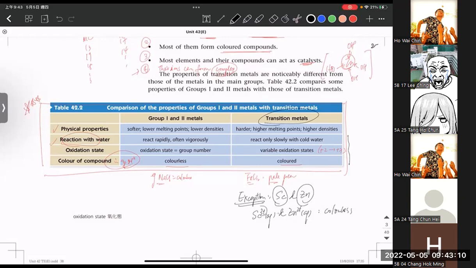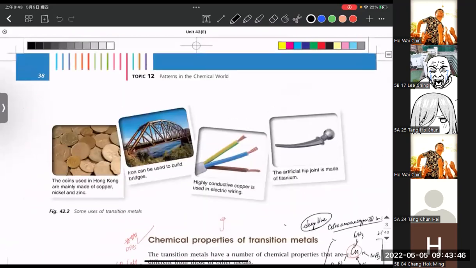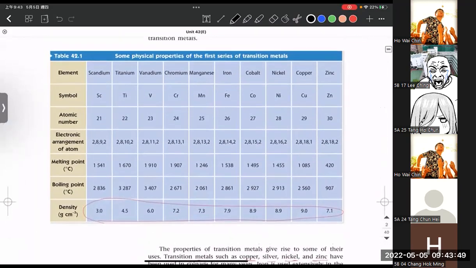Number two, about the oxidation state, they have just one oxidation state instead of variable oxidation state. Okay, so what I just mentioned is a very special case for scandium and zinc. Do you know why scandium and zinc are so special? Anyone who knows why? Now, it is something related to what? To the electronic configuration.